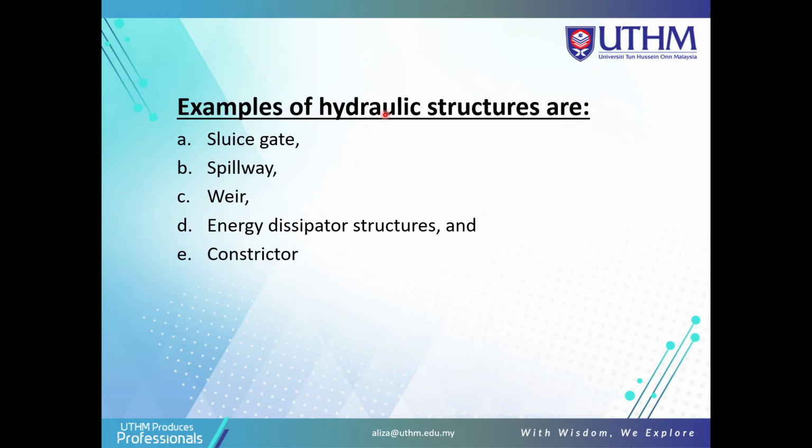Examples of hydraulic structures are the sluice gate. We have learned the sluice gate based on rapidly varied flow, gradually varied flow, spillway, and so on. Now we go more advanced. What are the hydraulic structures? The sluice gate, the spillway, weir, energy dissipator structures, and constrictor.